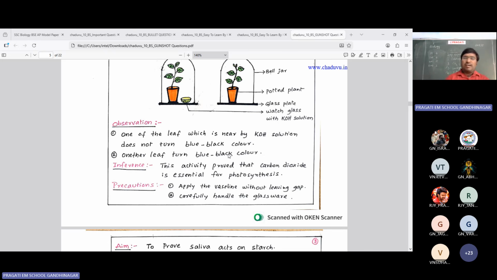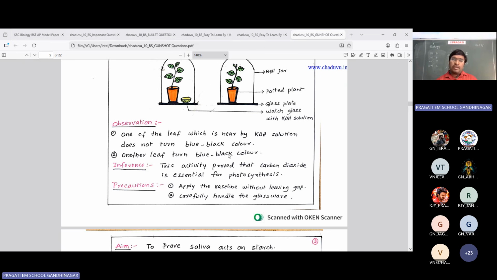This is the observation, a very, very important observation here, children. See, the leaf which is near the KOH solution does not turn blue-black in color. Why, children? Because it is having KOH, potassium hydroxide. So what is the function of potassium hydroxide? It absorbs the carbon dioxide. If there is no carbon dioxide, there is no photosynthesis, isn't it? So it does not turn blue-black.